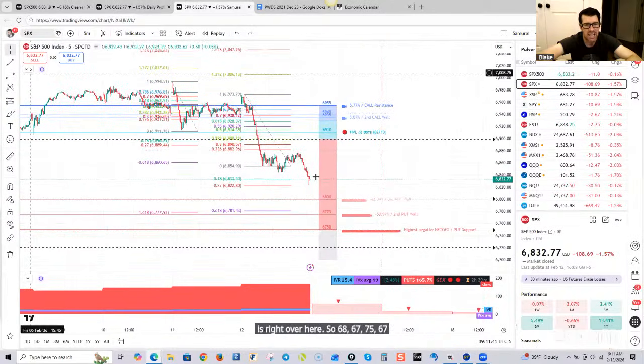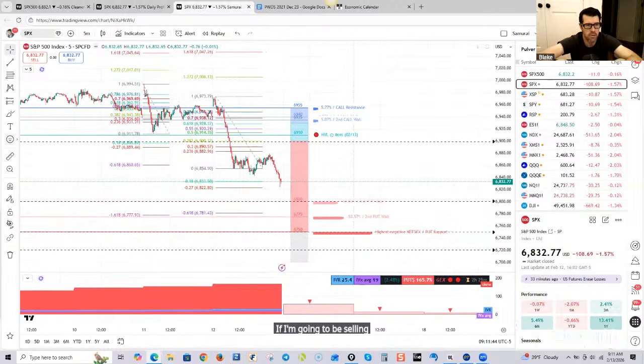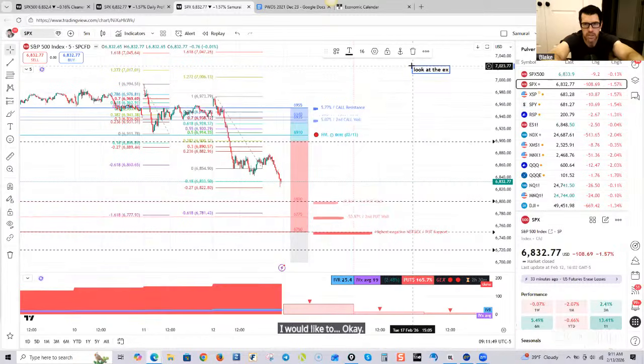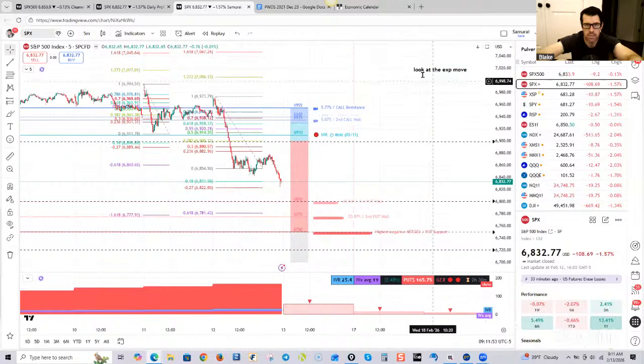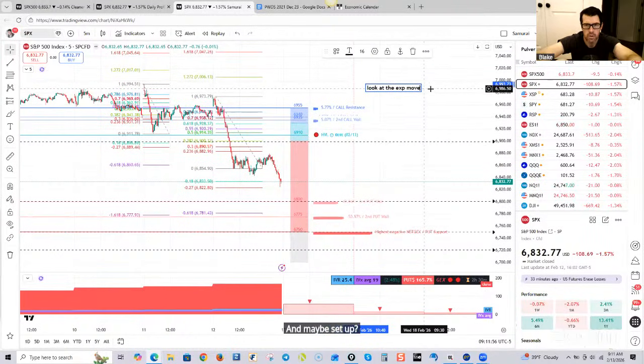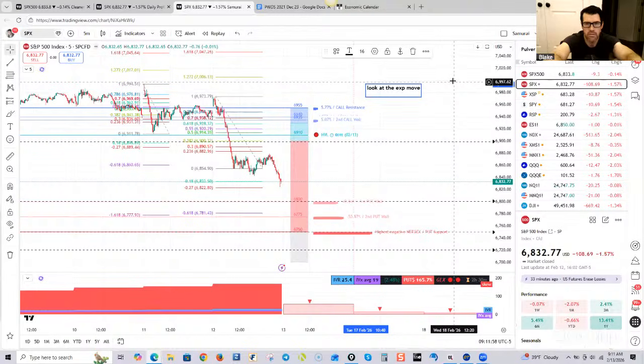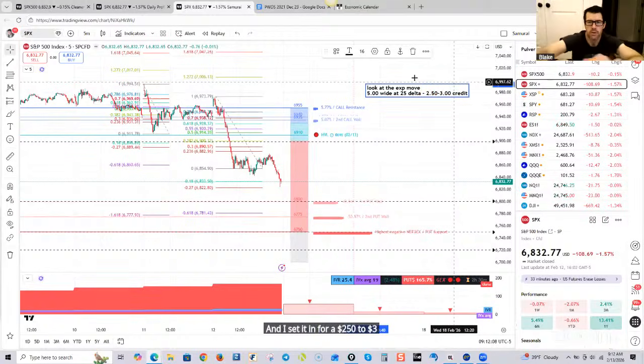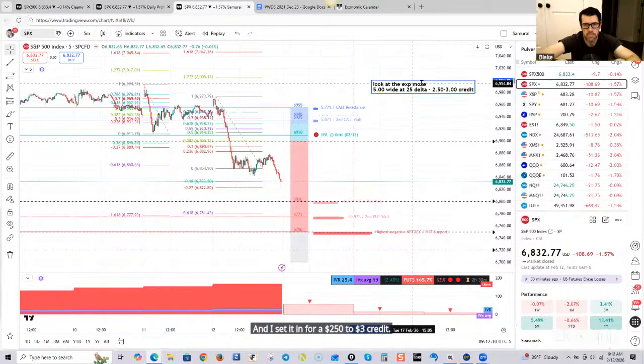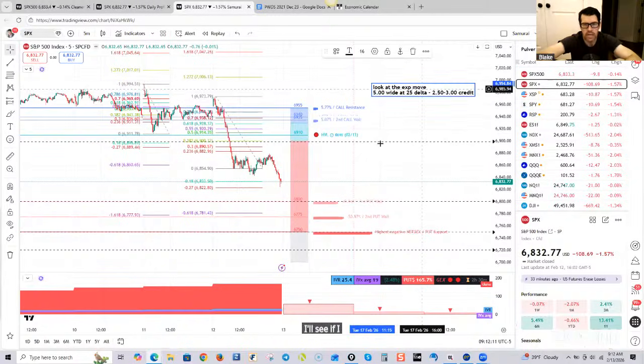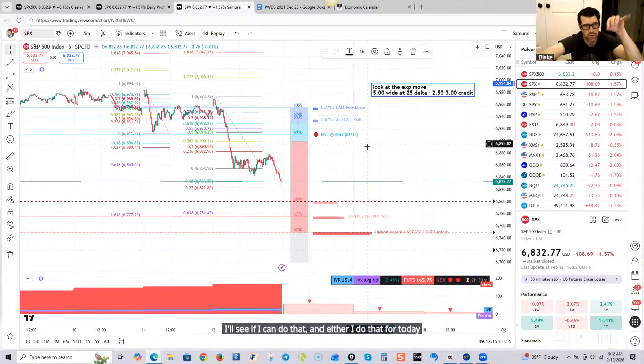Like I said, if I'm going to be selling some premium today, here's going to be my plan. I would like to look at the expected move and maybe set up a 5 wide at about a 25 delta, and I set it in for a $2.50 to $3 credit. I'll see if I can do that. And either I do that for today or I do that for Tuesday.